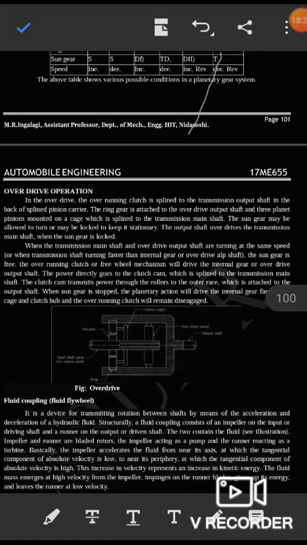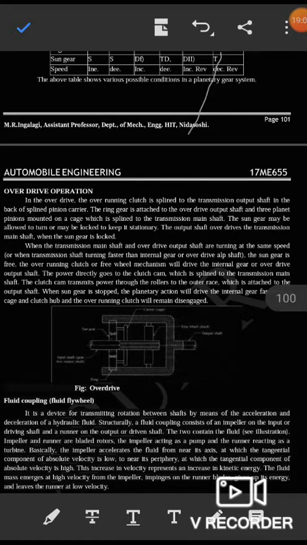When the transmission main shaft and overdrive output shaft are turning at the same speed, or when the transmission shaft is turning faster than the internal gear or overdrive shaft, the sun gear is free. The overrunning clutch or freewheel mechanism will drive the internal gear or overdrive output shaft.